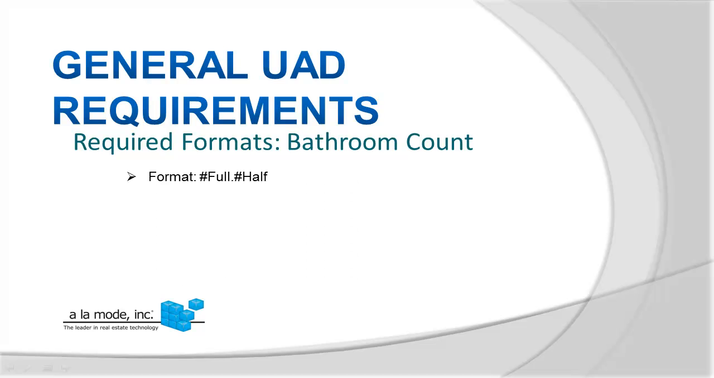Your bathroom count. Some of you have been doing this. Most of you probably haven't. We certainly didn't do much of this here in Oklahoma. It's the number of full, then a period, then the number of half baths. So for example, 2 full 1 half would be 2.1. An example of 2 full 2 half would be 2.2. 2 full 3 half would be 2.3, and so forth.